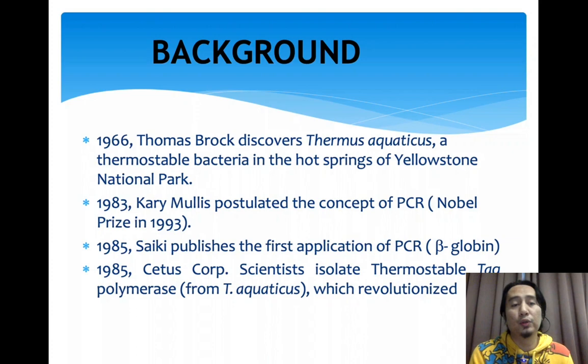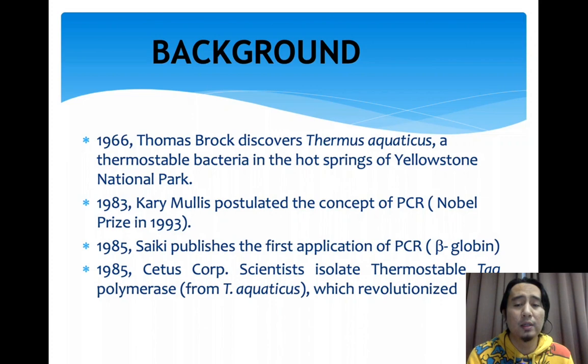But then on 1983, thanks to Kelly Mullis, really brilliant scientist that postulated the concepts of the PCR while he was working with a company that eventually give him an opportunity to win a Nobel Prize back in 1993 in chemistry. In 1985, a co-worker of Kelly Mullis, Saiki, published the first applications of PCR, which is involved beta-globin proteins. So in 1985, Cetus Corporation scientists isolate thermostable Taq polymerase from Thermus aquaticus, which revolutionized PCR.